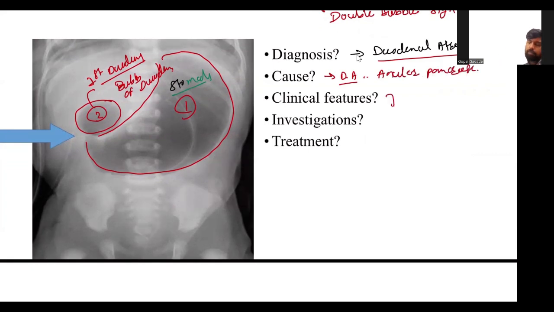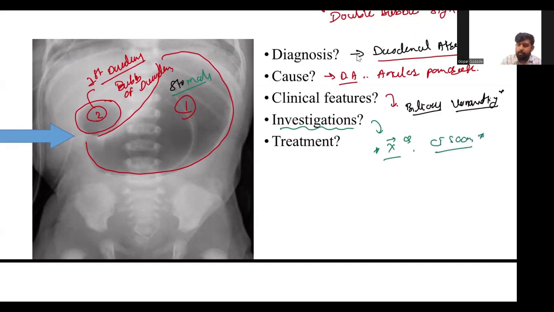Generally, the patient may present with bilious vomiting. Why? Because generally duodenal atresia is distal to the ampulla. So it may present with bilious vomiting, abdominal distension, inability to tolerate the feeds. So what is the investigation? Investigation will be X-ray and CT scan.